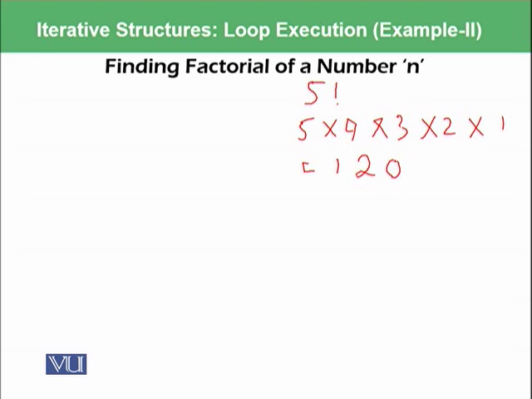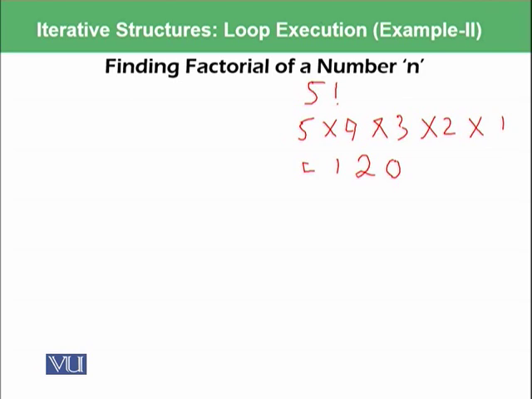You can see that there is a repetition starting from 1 on the right side and going towards a number to the left side, and we are always multiplying the answer of the previous number with the current value of the iteration. So let's try to write the pseudocode of it using loop structure.